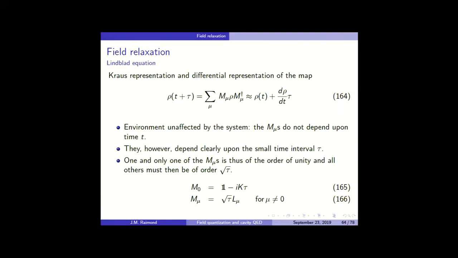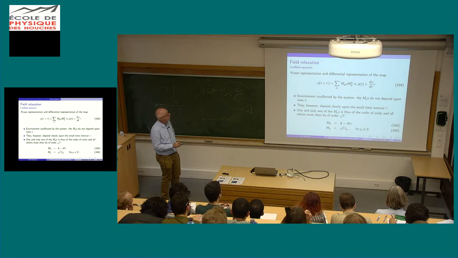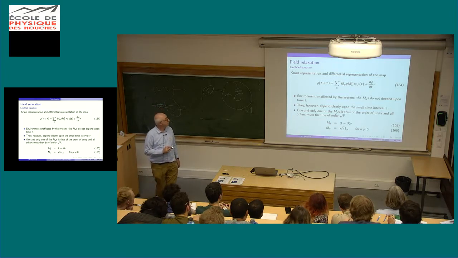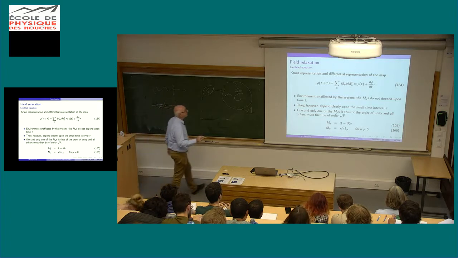So let's go. Rho of t plus tau, the new density matrix of a state, can certainly be cast under this form with cross operators. But if tau is properly chosen, this is also rho of t plus d rho over dt times tau. So d rho over dt can be cast in terms of the M mu's. Let's go into that a bit more.